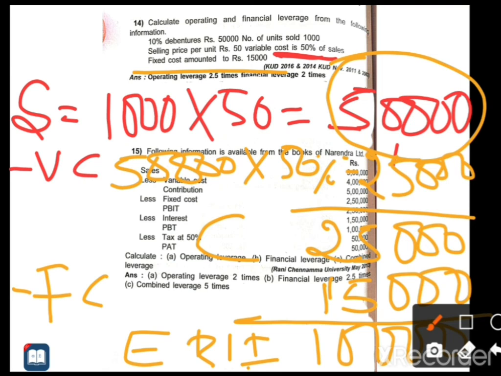From EBIT we have to subtract interest, and of course it is given. The debenture is 50,000 and the rate of interest is 10%. 50,000 into 10% is 5,000. 10,000 minus 5,000 interest leaves 5,000, which is the PBT. I think you get the idea about it.